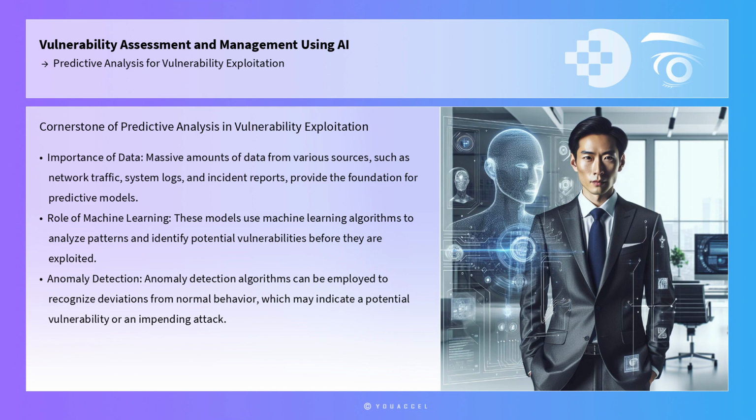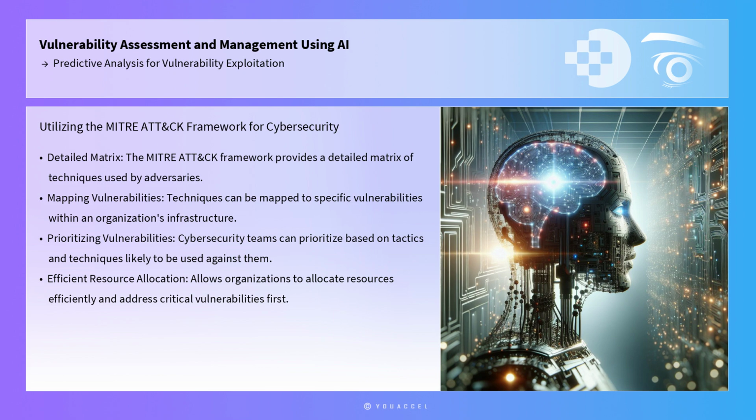The cornerstone of predictive analysis in vulnerability exploitation is data. Massive amounts of data from various sources, such as network traffic, system logs, and incident reports, provide the foundation for predictive models. These models use machine learning algorithms to analyze patterns and identify potential vulnerabilities before they are exploited. For example, anomaly detection algorithms can be employed to recognize deviations from normal behavior, which may indicate a potential vulnerability or an impending attack.